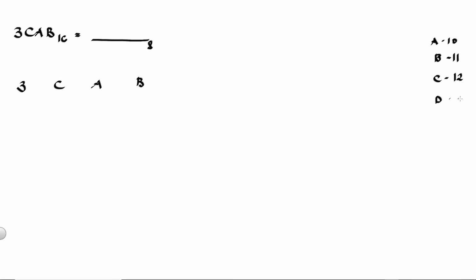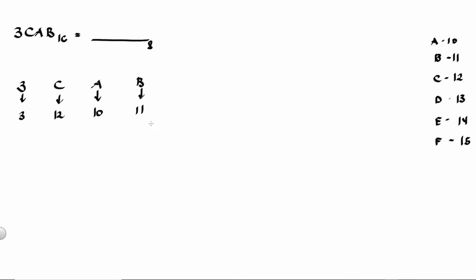D corresponds to 13. E corresponds to 14. And F corresponds to 15. So C is equal to 12. A is equal to 10. And B is equal to 11. And 3 is just 3. Then convert 3, 12, 10, and 11 into a binary number.